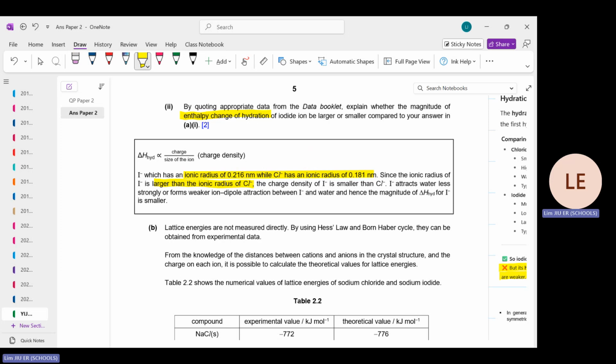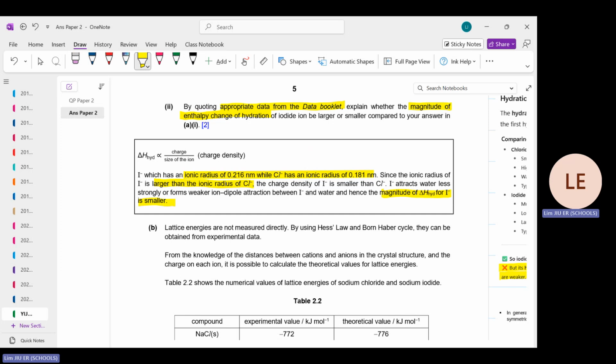I think you have learned enough that when I ask you for appropriate data from the data booklet, you need to quote some values from the data booklet. This question is a 2-mark question, and I believe there will be ticks given for the ability to quote the data from the data booklet. You don't want this tick to go to waste. You also notice that in this case, the question asks in terms of the magnitude. That's why the answer is that the magnitude of the hydration energy is smaller.